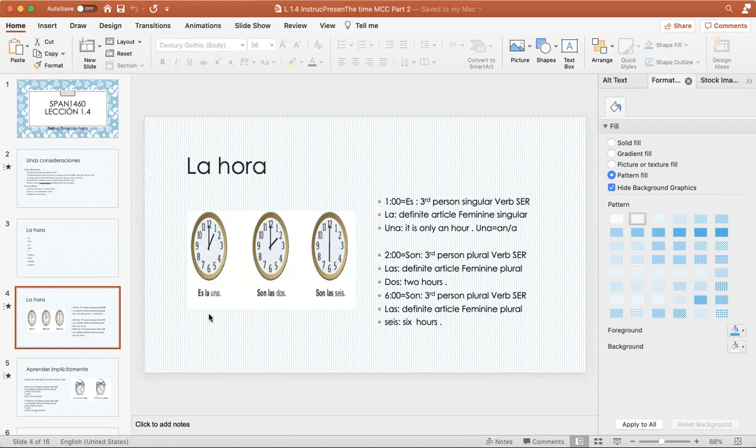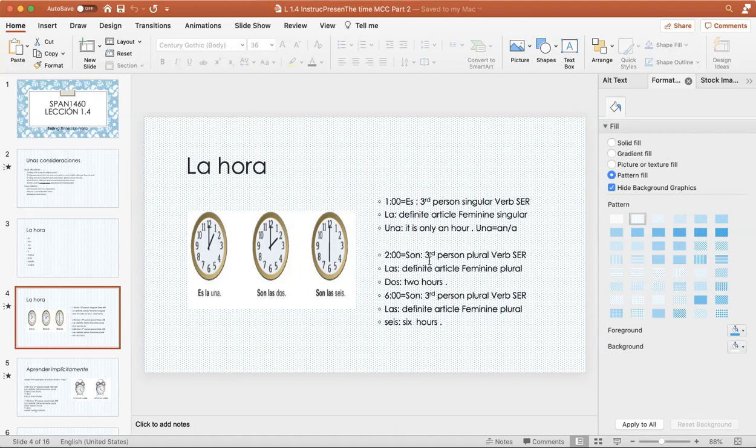Es la una. Ahora vamos a ver el segundo reloj. Let's go ahead and let's see the second clock. Son las dos. So, okay, now we're already seeing a difference, right? So we have son las dos.